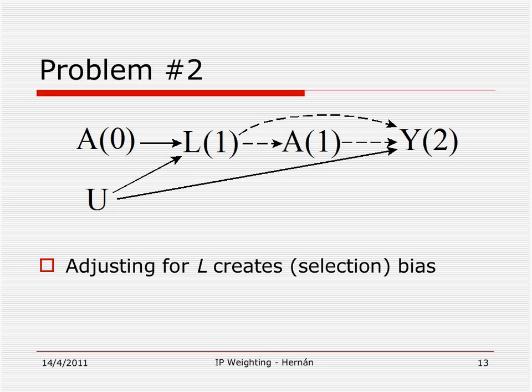Things get more complicated in practice because, of course, we don't have A0, L1, A1 only. We have A0, L1, A1, L2, A2, L3. We may have also an L0.